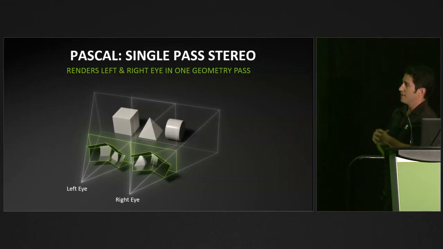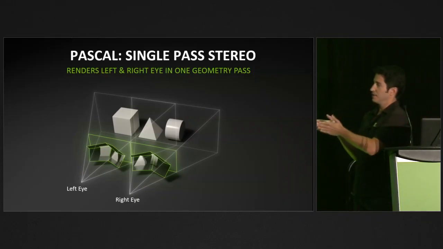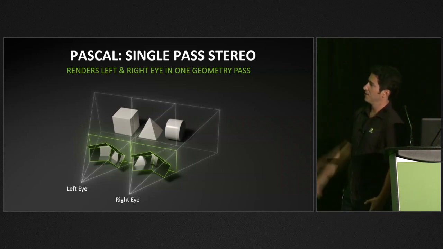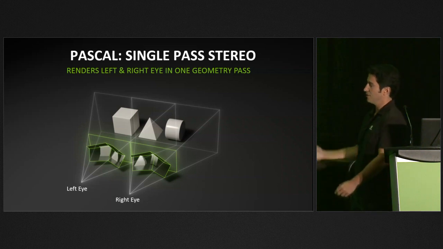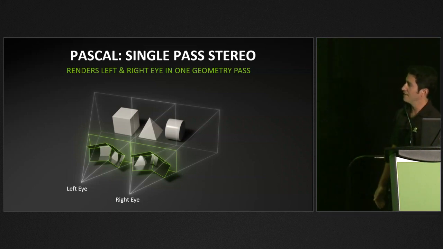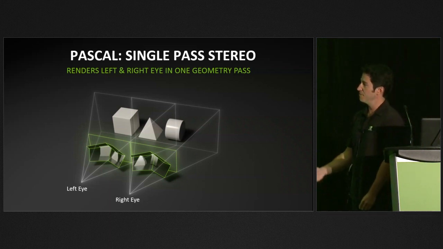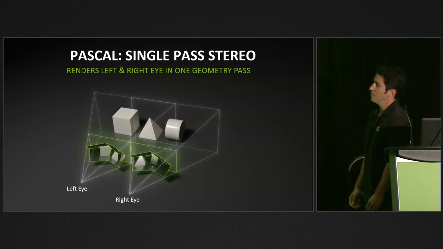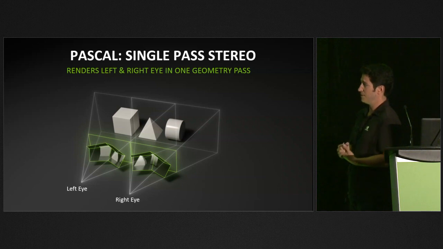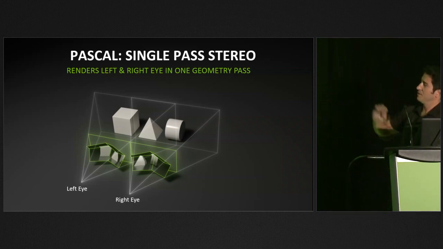So single-pass stereo in Pascal allowed you to, for this limited use case, the reason the planes are warped there for the view planes is because we also had this thing called lens match shading, which, for the VR use case, allowed you to have a projection plane that more matched a lens's warp characteristics. But it allowed you to do this in one pass.